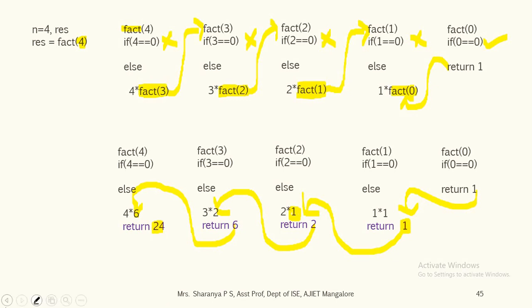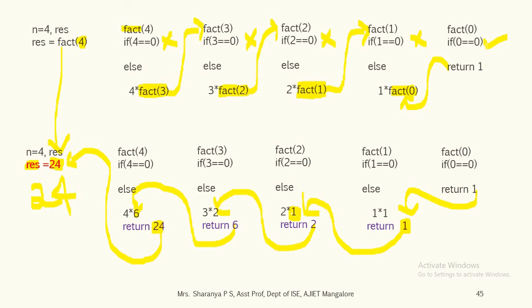Now to where is this 24 returned? It is returned to the main function as the final result. That is, to main, it will return the value of this factorial of n, that is, fact of 4, as the result 24. So the final result contains the value 24. This is what is printed as the final factorial of the given number by the printf statement. This is how, at the back end, these recursive functions work.